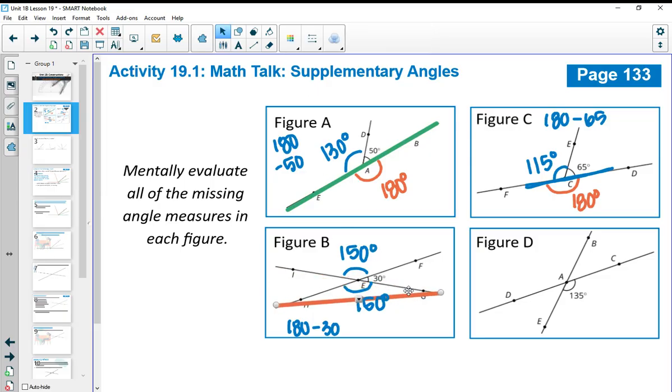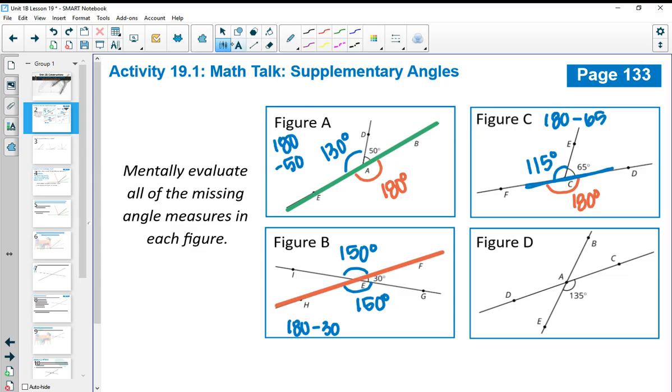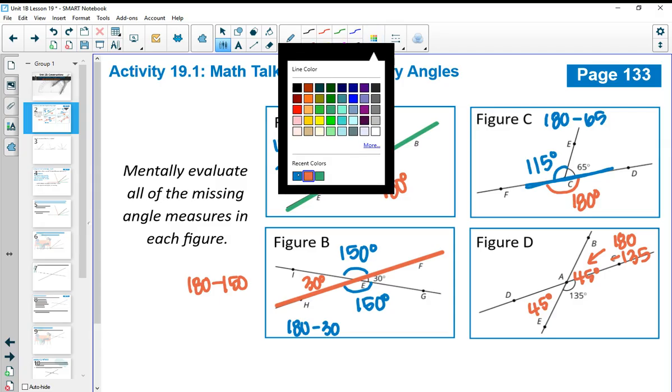Then we could look at this straight line. So the 50 and this missing angle right here would give us 180. So this angle right here would be 180 minus 150, which would give us 30 degrees for that angle. So then figure D, this angle in here would be 180 minus the 135, which would give us 45 degrees. And then we'd similarly get 45 degrees over here. And then across from it, you'd have 135 again.